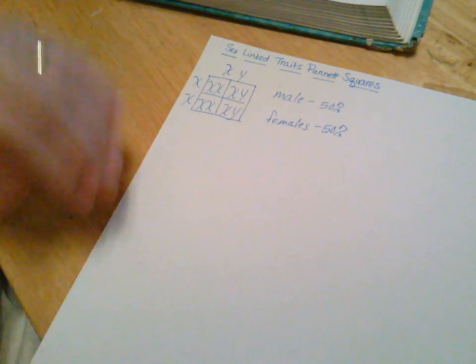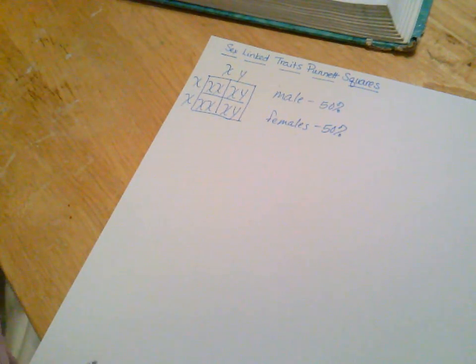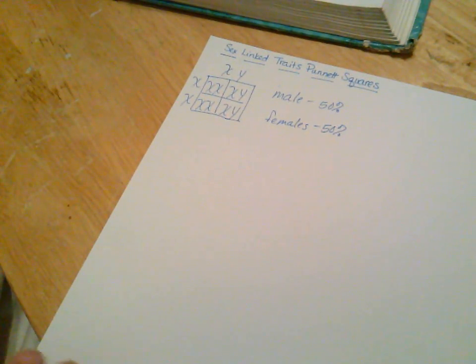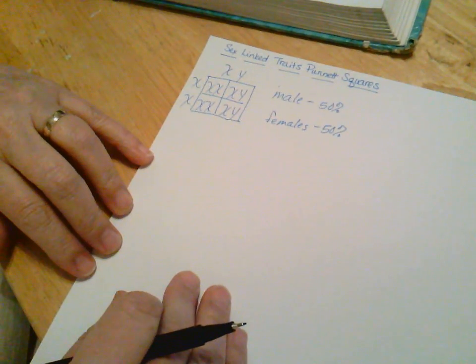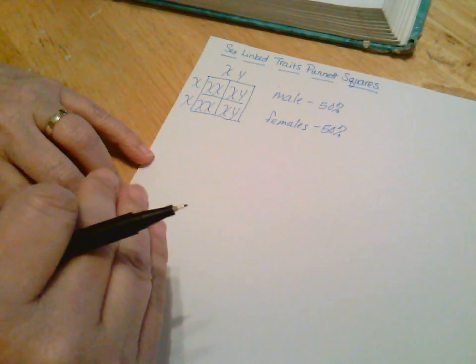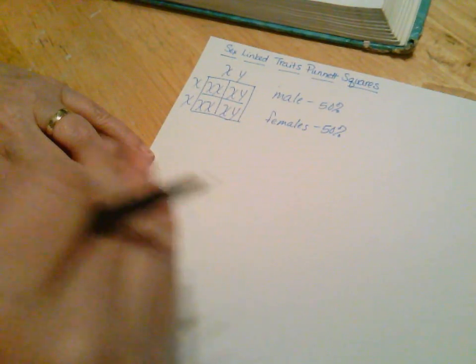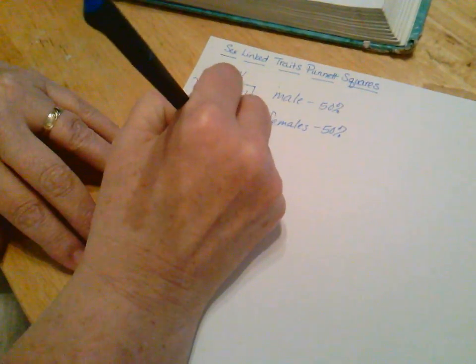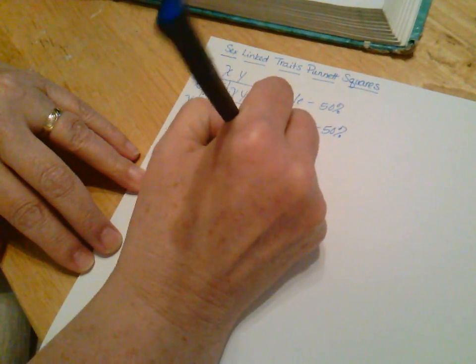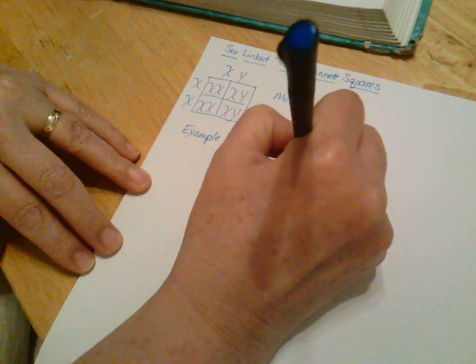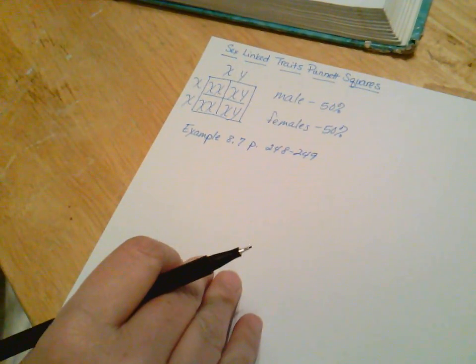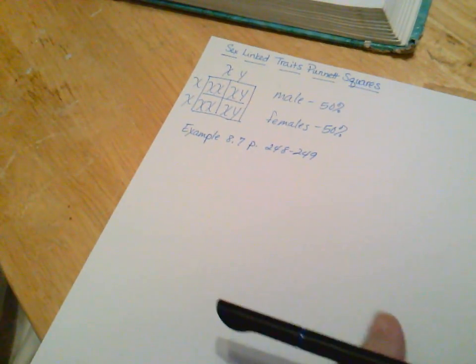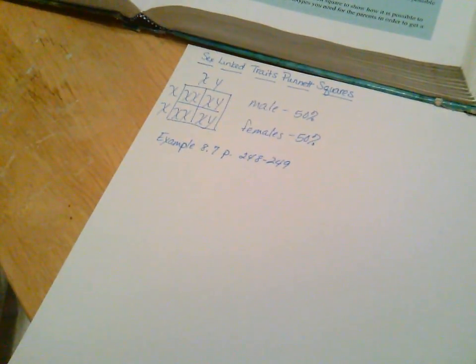When we're talking about sex-linked traits, we're going to include the X and Y chromosome, but we're going to add on to it whatever trait we're looking at being transferred from parent to offspring. So I'm going to work example 8.7 on pages 248 and 249. If you'll grab your book and your notebook, we will work that together. I'll take the camera right up here to the book.